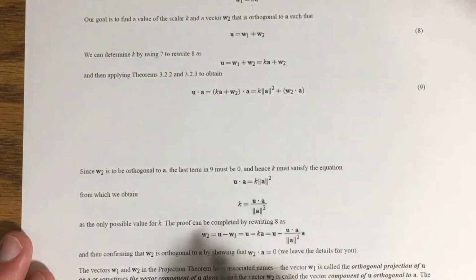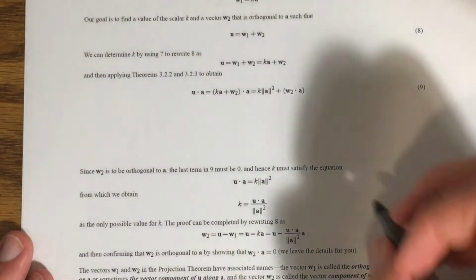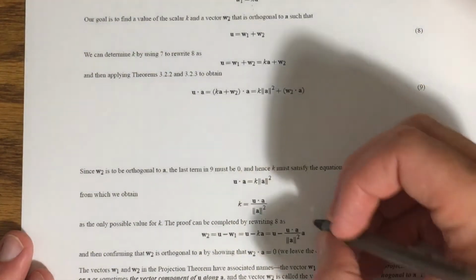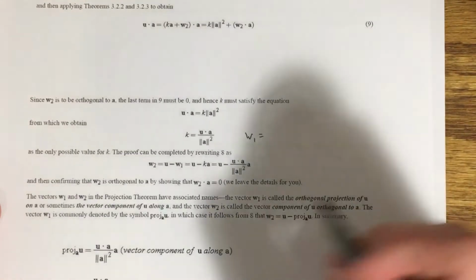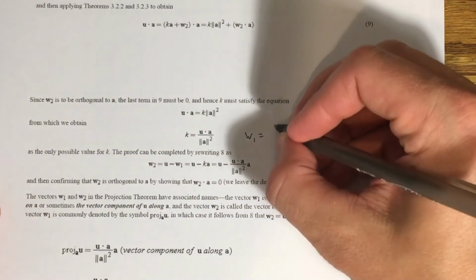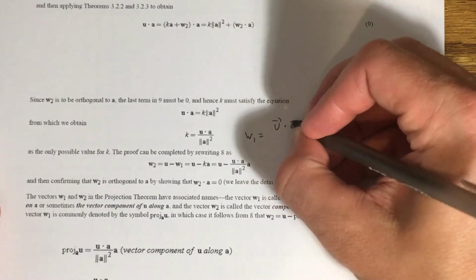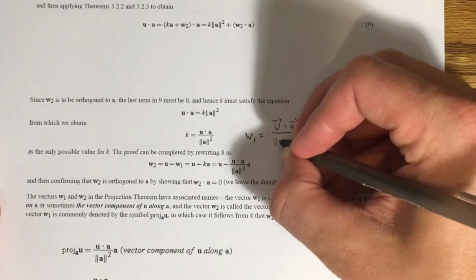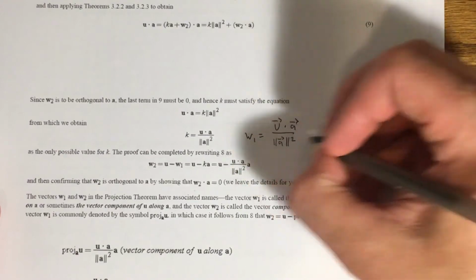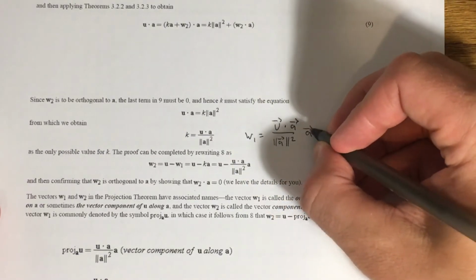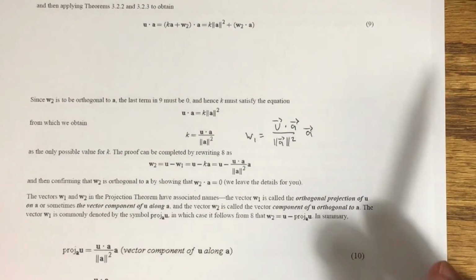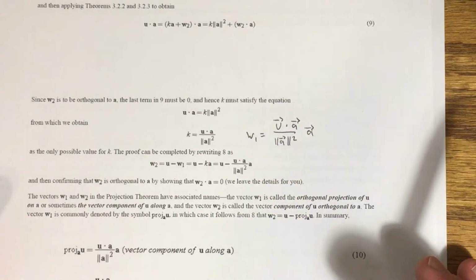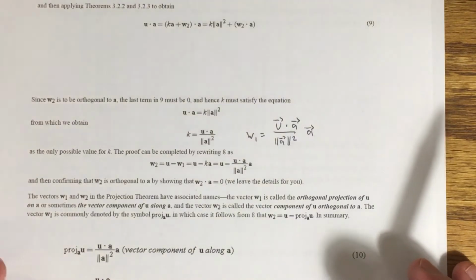So that means W1, let's see if they wrote that in here. They write it down here. I'll write it separately here. W1 should equal this scalar, U dot A, over the norm of A squared times the vector A. So that's a scalar times a vector right there. And this is a formula for coming up with that projection of U onto the vector A.